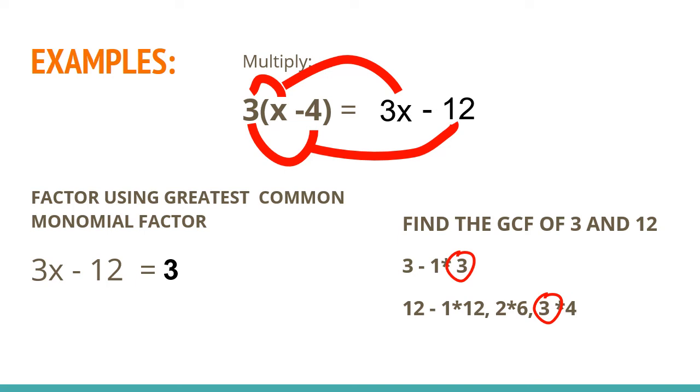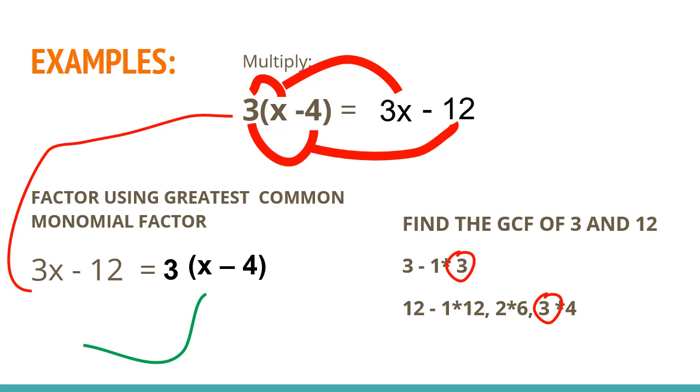Para mahanap natin ang second factor natin, ang ginagawa natin is we're going to divide the given polynomial by our greatest common monomial factor. Okay. Yan, nauna ang mga guhit ko. Okay. So, paano nagkaroon ng x o ng quantity x minus 4?